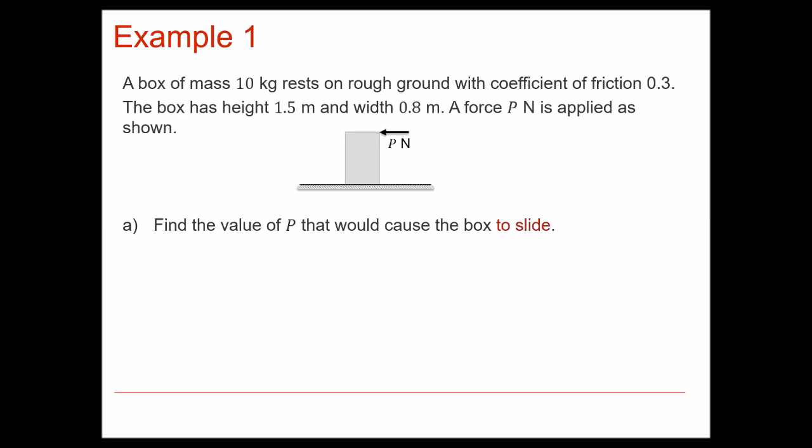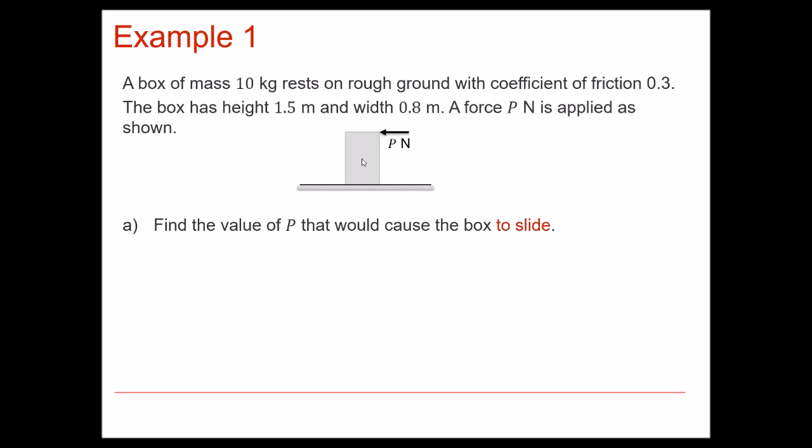So for part A, we want to find the value of P that will cause the box to slide. That means that we're assuming that the box is not going to topple, so we're not going to worry about moments or anything like that. We'll do that in part B. We're just going to assume that it does slide and work out the value of P that will cause that to happen. So what other forces do we need to consider?